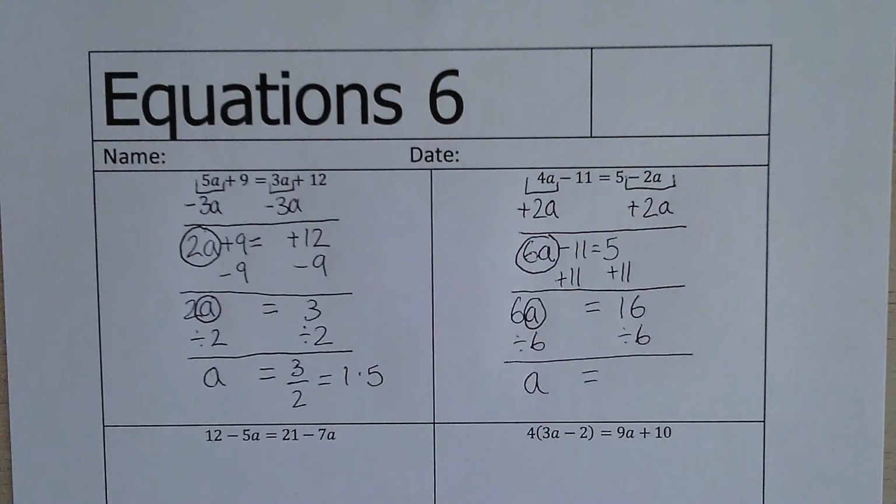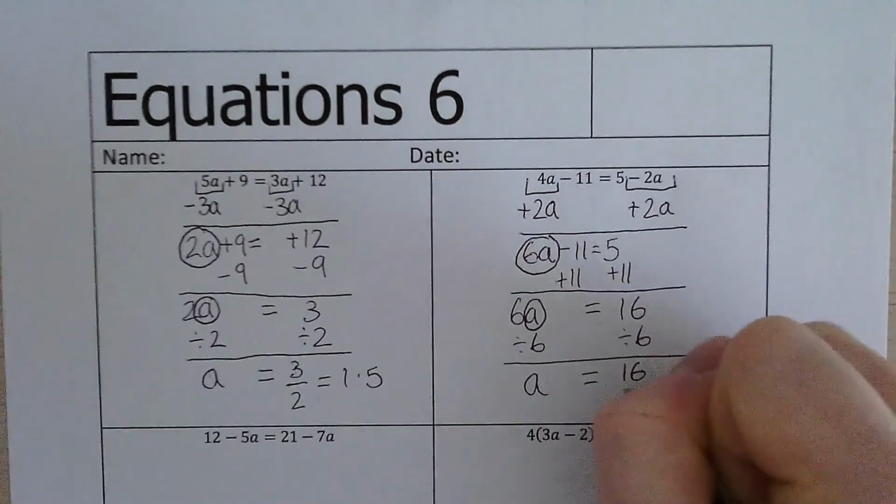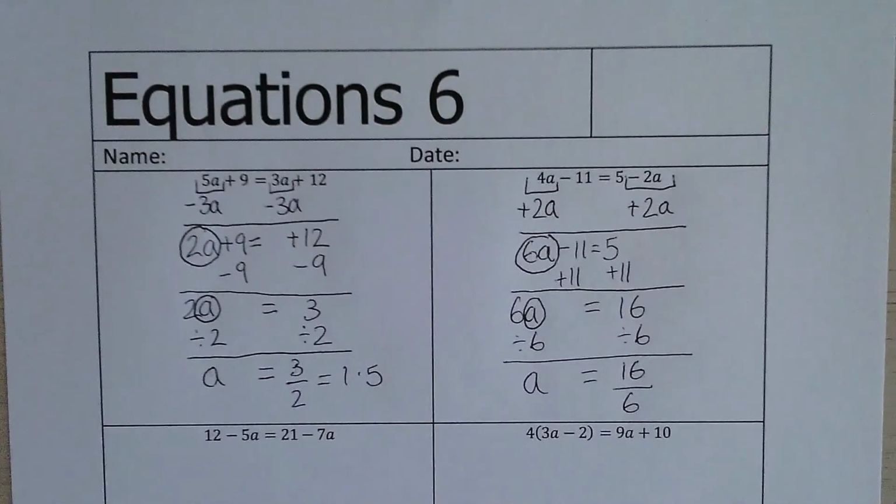And then 16 divided by 6, well, I know that 16 isn't in my 6 times table, so I know I'm going to get a decimal answer. Rather than worrying about what the decimal answer is going to be and having to do a bus stop method, because we're working with algebra, I'm going to leave my answer as 16 over 6.